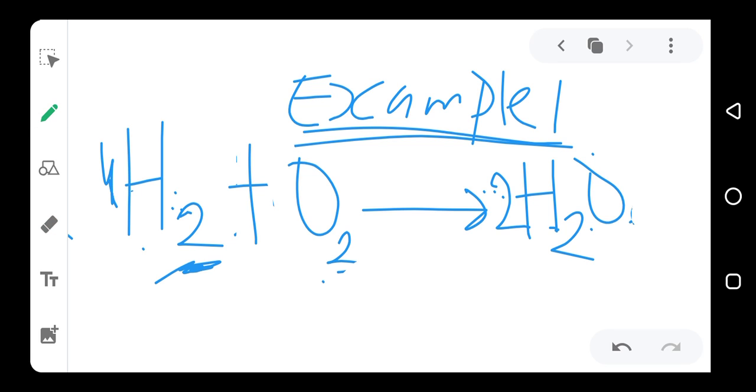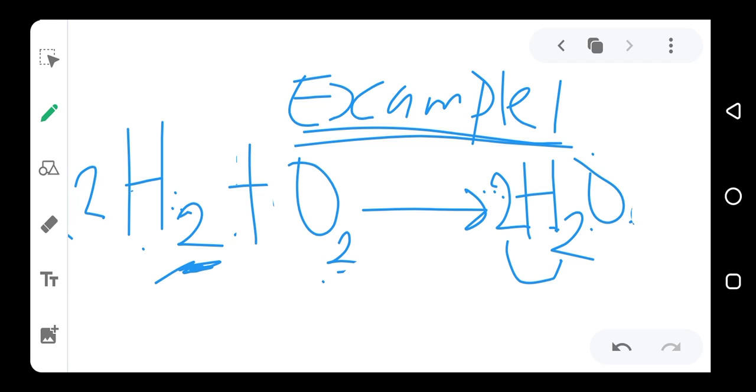We put the 2 here, and that becomes 4 hydrogen, because this 2, you are using it to multiply this one. You use the coefficient to multiply the subscripts. So the hydrogen becomes 4 and oxygen is now 2. Now, since hydrogen is now 4, we now ask ourselves if there's anything we can do to the hydrogen on this side to become 4. Yes, what we can do is to just put 2 here.